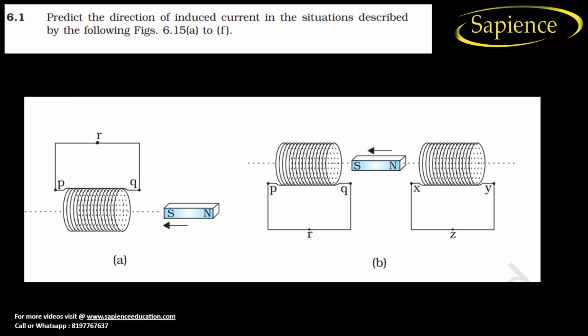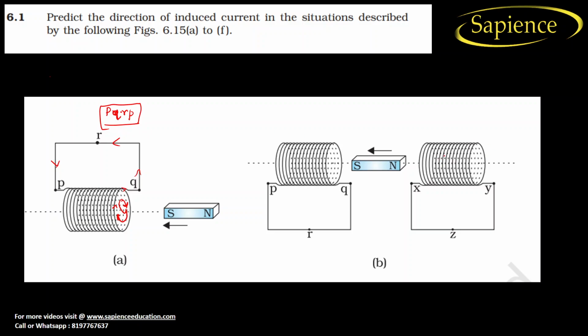If it will behave as a south pole, the direction of current itself is like this. You can see, observe it. The direction of current is like this. So the direction of current is from PQRP like this, or QRP like this, whatever you can write. So this will be the direction of current.